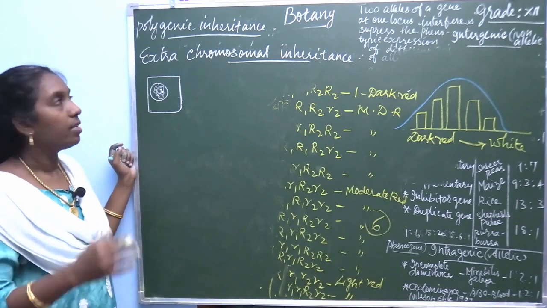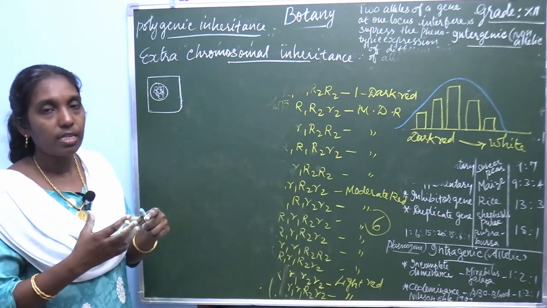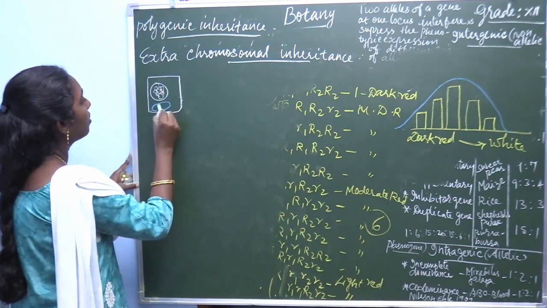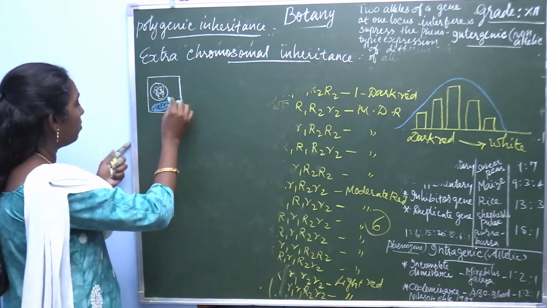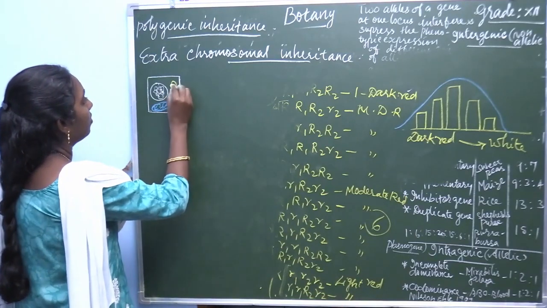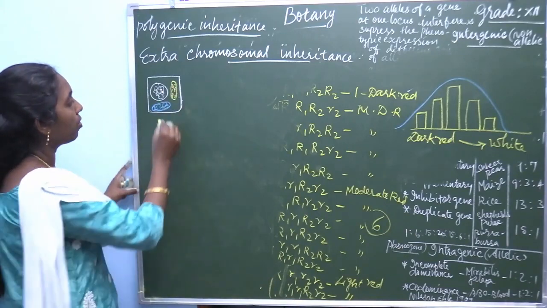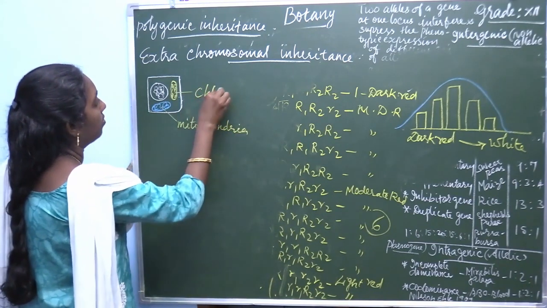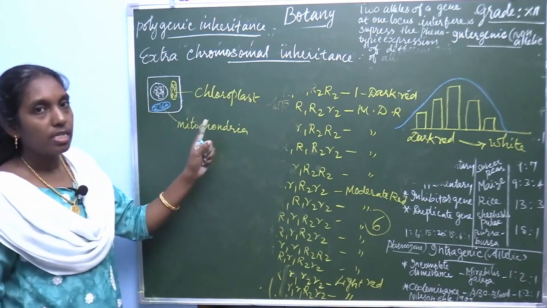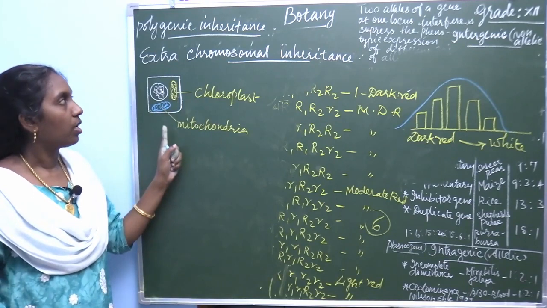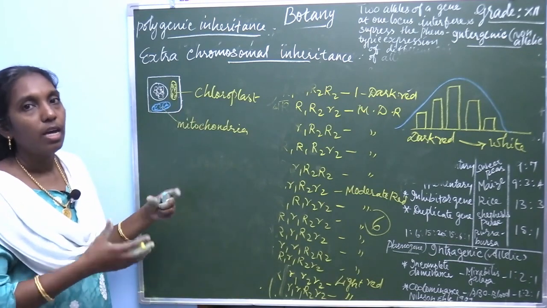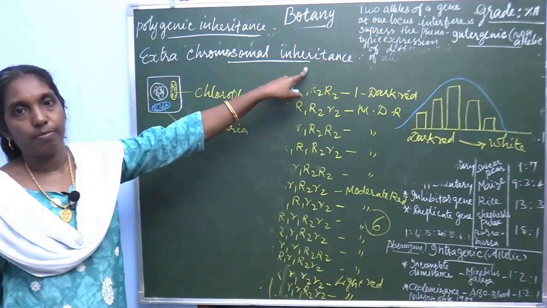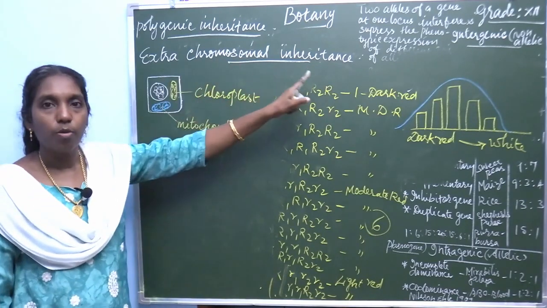But there is certain extra chromosomal inheritance, certain genes inherited other than this nuclear gene, that is either from the mitochondria or from the chloroplast. The genes inherited from the chloroplast or mitochondria express the inheritance. So, these are the carriers, the vectors of inheritance. So, they are called extra chromosomal inheritance. Hope that you understand extra chromosomal inheritance.